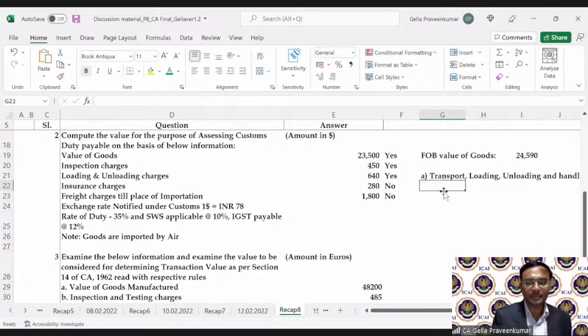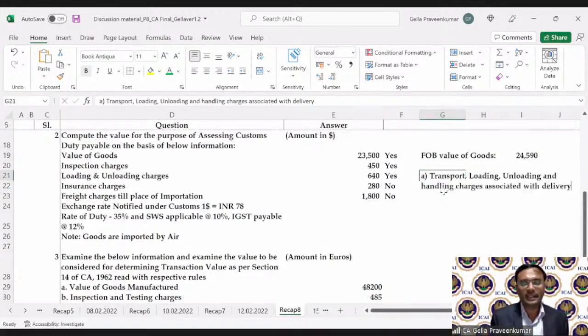To the place of importation. Now, this is what, in a nutshell, they have spoken.